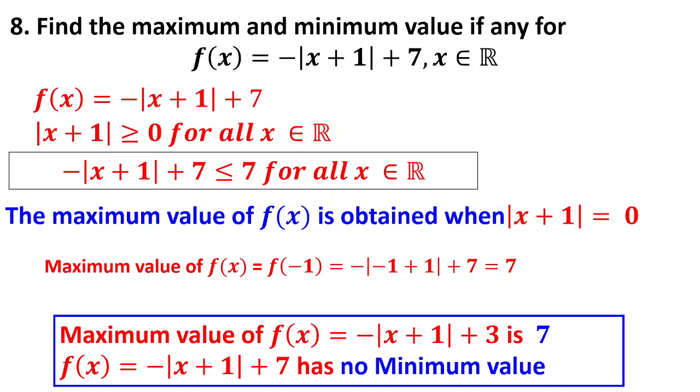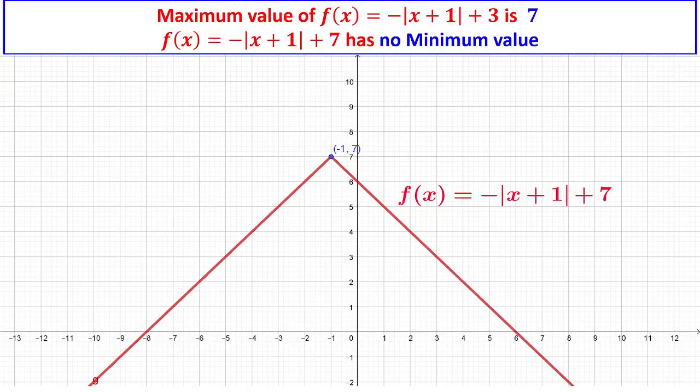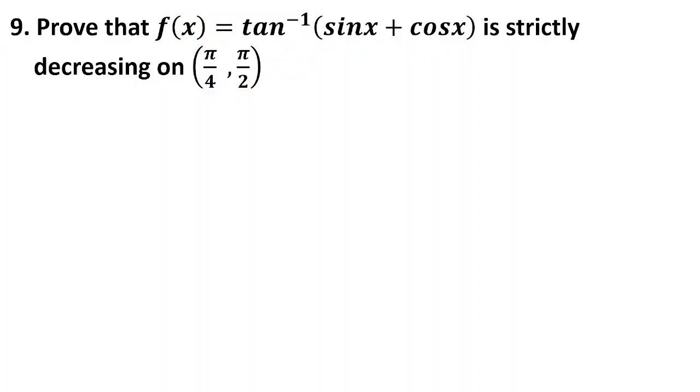Now, whenever these types of problems come, don't try to use the derivative test and all, because it is a modulus function. By making use of the property of the modulus function, you identify the maximum and minimum value. Let us see the graph of it. You are seeing that this is an inverted V-shaped curve, where the maximum value is 7 on the y-axis, obtained at x equal to minus 1, but the minimum value is not there because it is going down, down, down. Therefore, there is no minimum value.